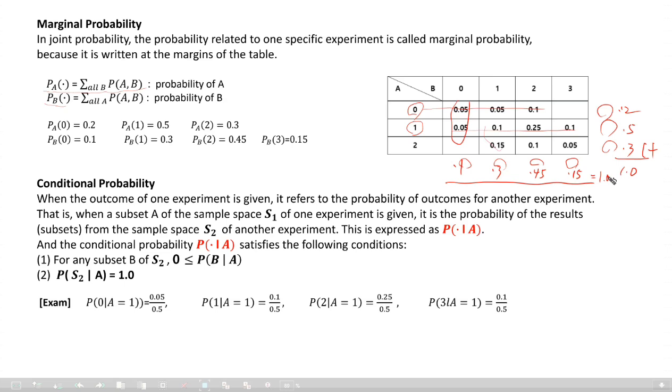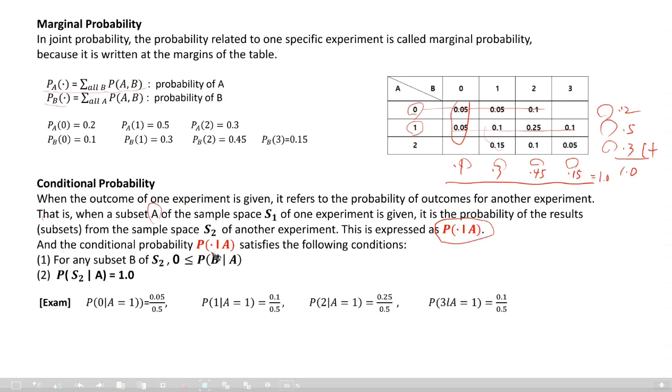Another thing is conditional probability. When the outcome of one experiment is given, it refers to the probability of outcomes of another experiment. That is, when a subset A of the sample space S1 of one experiment is given, it is the probability of a resulting subset from the sample space S2 of another experiment. It is expressed like this. It is also a function. A is given, and what is the probability of some subset of another experiment?